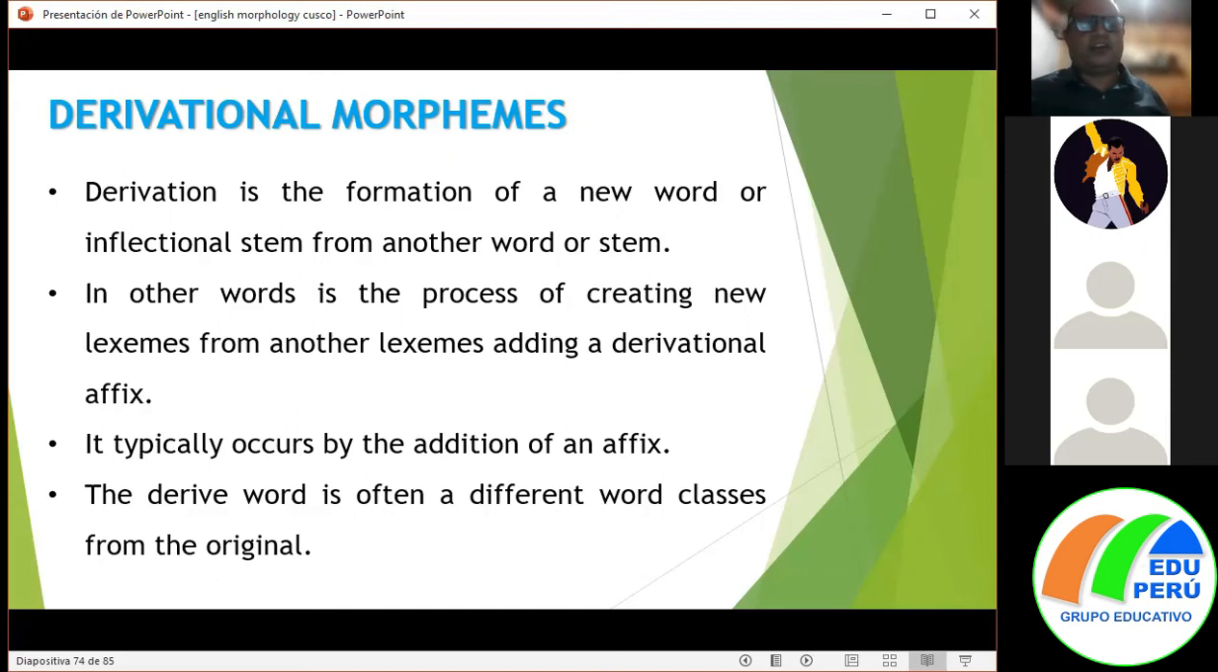Now, it typically occurs by the addition of an affix. The derived word is often a different word class from the original. This is the case that mostly happens, no? That we are going to change that type of word. Word class or type of word. Most of the time, because there are sometimes that you're not going to change the type of word, but you change the meaning. All right? You're not going to change the type of word, but you could change the meaning. So let's see. Oh, Carlos is arriving.